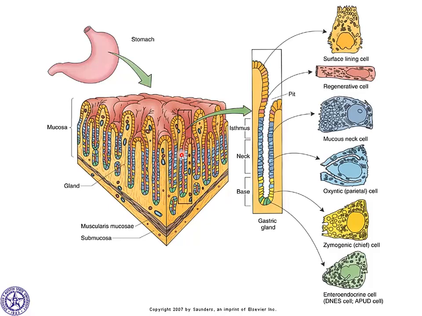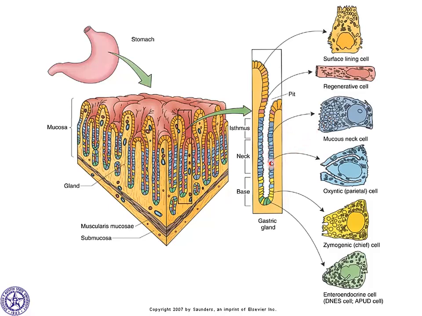And if we can look at one of these pits versus glands, here's what we're going to see. So here's the opening or the pit. We're going to have the isthmus, the neck, and the base. But the gastric gland is going to be the secretory cells toward the bottom. So we're going to have surface lining cells, and that's what we refer to as our epithelium in the stomach. But then we're also going to have cells that produce mucus, neck cells.